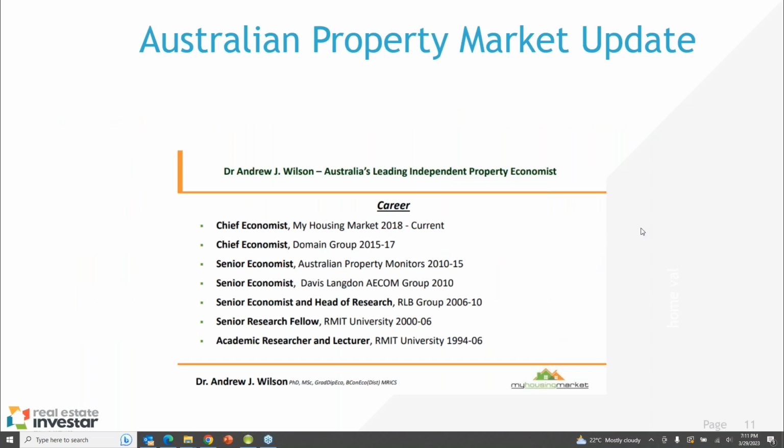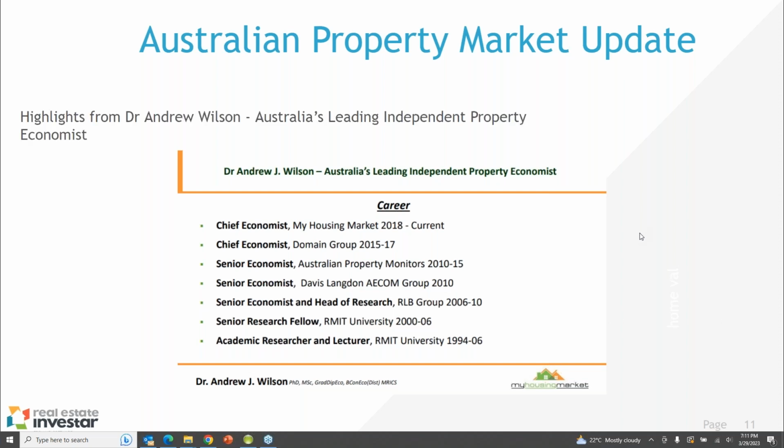So I grabbed some data from a chief economist, Dr. Andrew Wilson, and I started following him because his data and information is very detailed, and he covers the whole market. He was a former chief economist at Domain Group for 2 years, and very well respected. He does a lot of data reports, so he doesn't sell property. He doesn't have a relationship with an agent, but his company simply reports on what's happening in the property market.